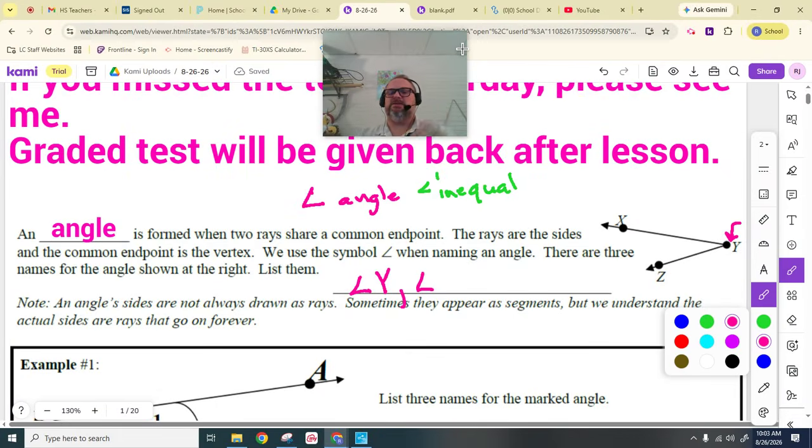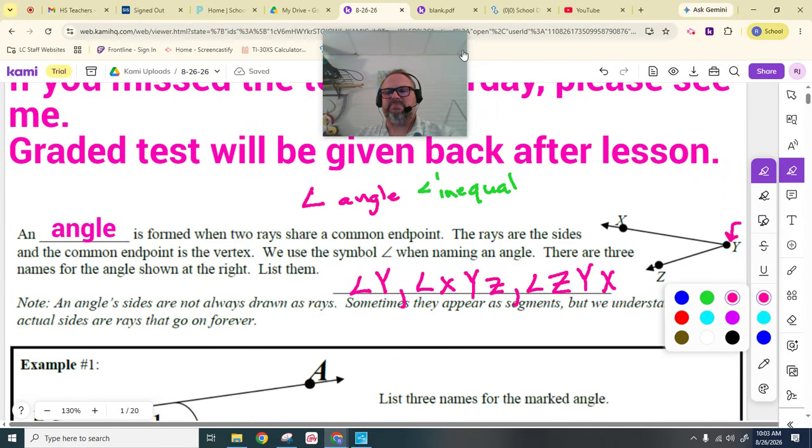Another way would be to follow the points, X, Y, Z, kind of like we did with our lines and line segments and rays and such. And like we learned with the lines, we can read them both directions, Z, Y, and X. Now, notice that on these two, our middle letter, that's our vertex. That's the meeting point.